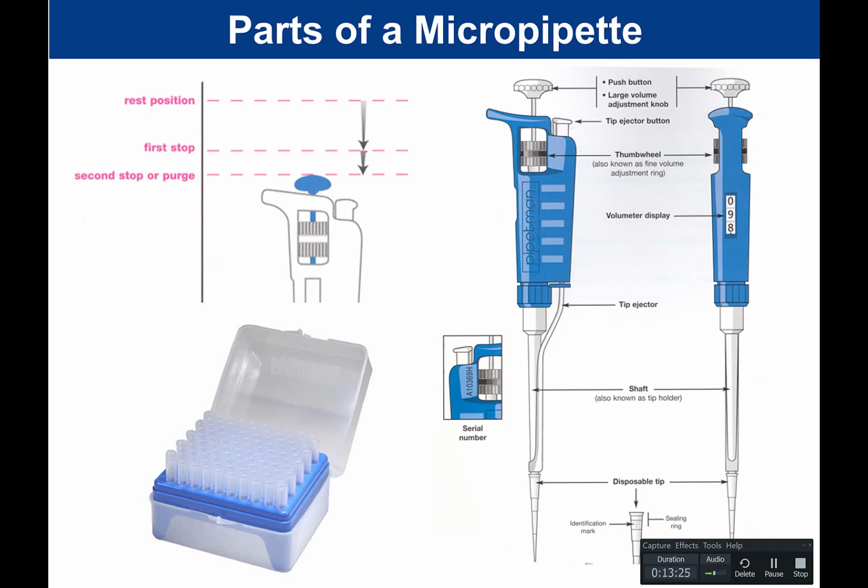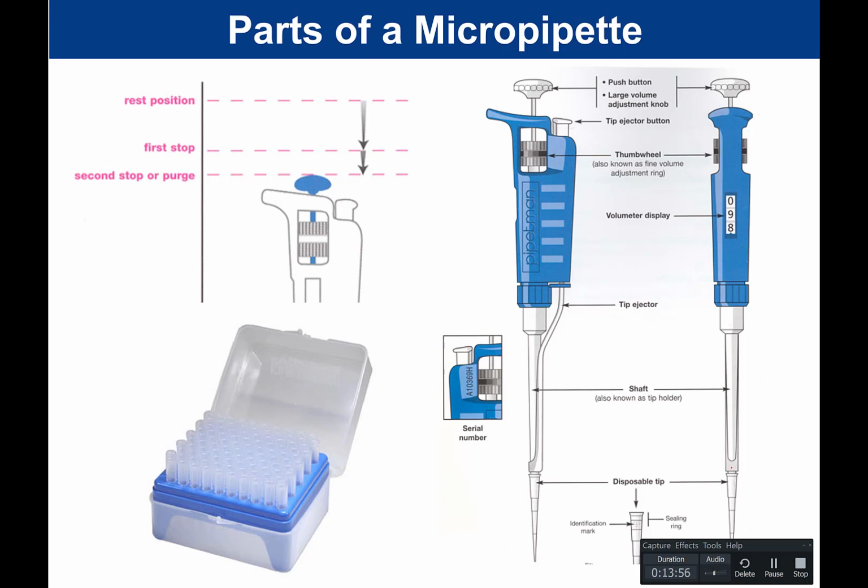Now, in terms of other parts of your micropipettor, we have our thumb wheel. That's the little dial that you turn. This little thumb wheel here is what's going to be used to set the volume. This is the volume display on the front. They also have a tip ejector button. So there's this button here, and that's how you get the tip off. Your tip is going to go on the barrel.